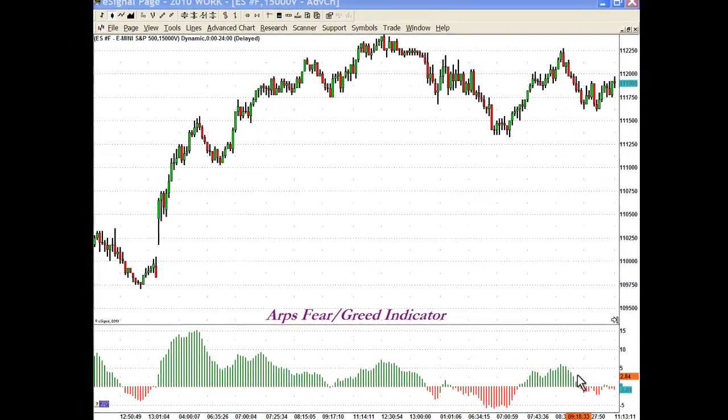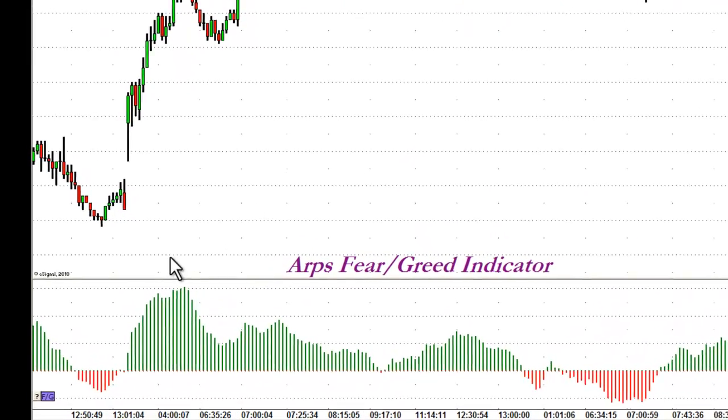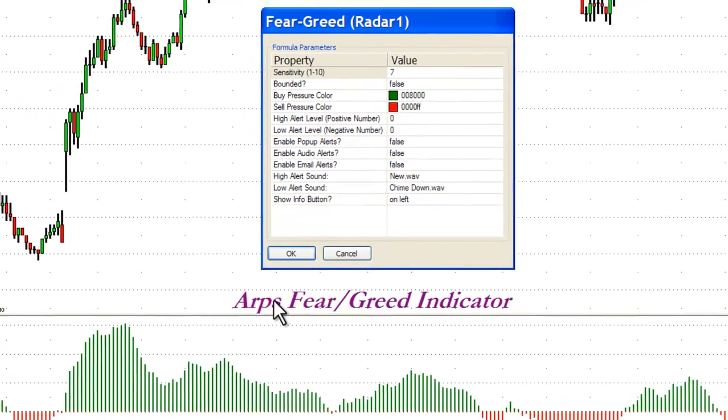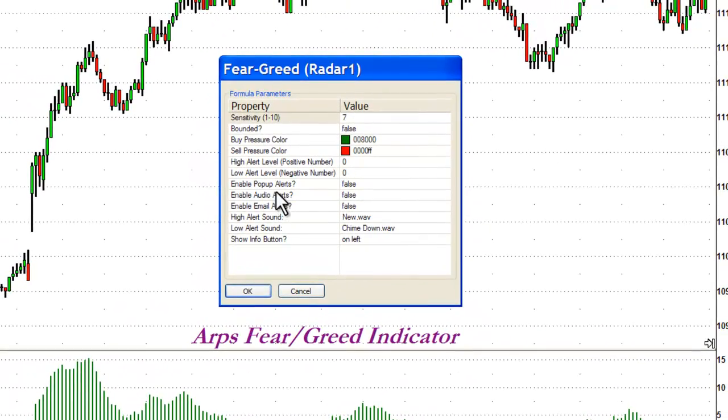On the eSignal platform, you can access the inputs for the Jan Arps tools with the colored tab on the lower left of your screen. This brings the inputs box up, where you can enter the sensitivity of the tool, which usually falls in a range from 1 to 10. Lower numbers create a more sensitive response from the ARPS fear-greed indicator. Bounded is a true-false input, which allows one to change the nature of the ARPS fear-greed indicator from an unbounded tool to one bounded by 50 or negative 50.